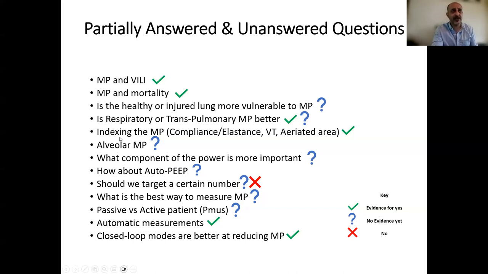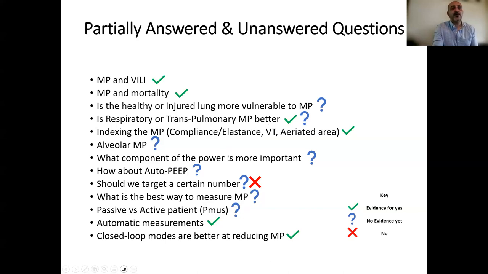Now, should we index the mechanical power? If yes, if you remember the slide of the elephant and the human and the rat, should we index it to the compliance or the elastance? Should we index to the amount of tidal volume, to the aerated area, to the FRC, to the ideal body weight? It's not very clear, but again, the green check here is my opinion that we should probably index it to something, and I'll show you in the next couple of slides. How about alveolar mechanical power that I talked about? This was not even studied yet. Hopefully we'll be doing some studies on the alveolar mechanical power.